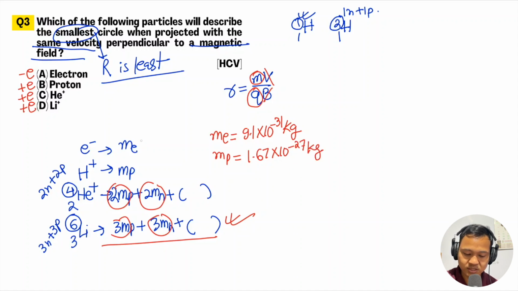So which means mass of electron is much smaller than mass of proton.